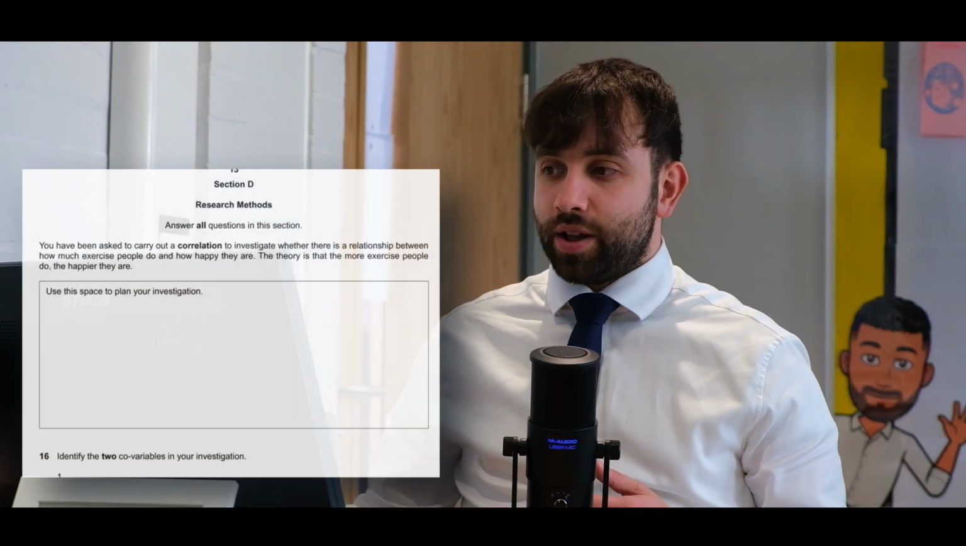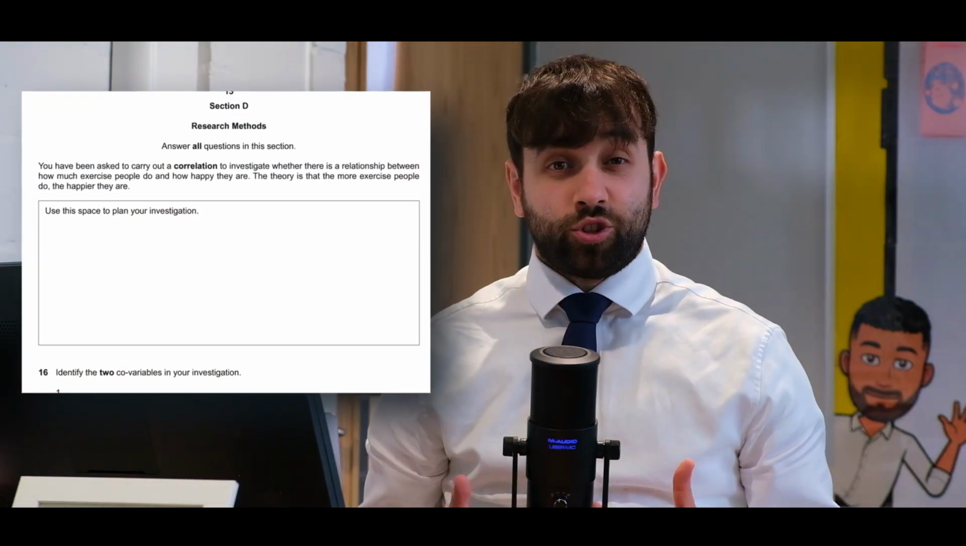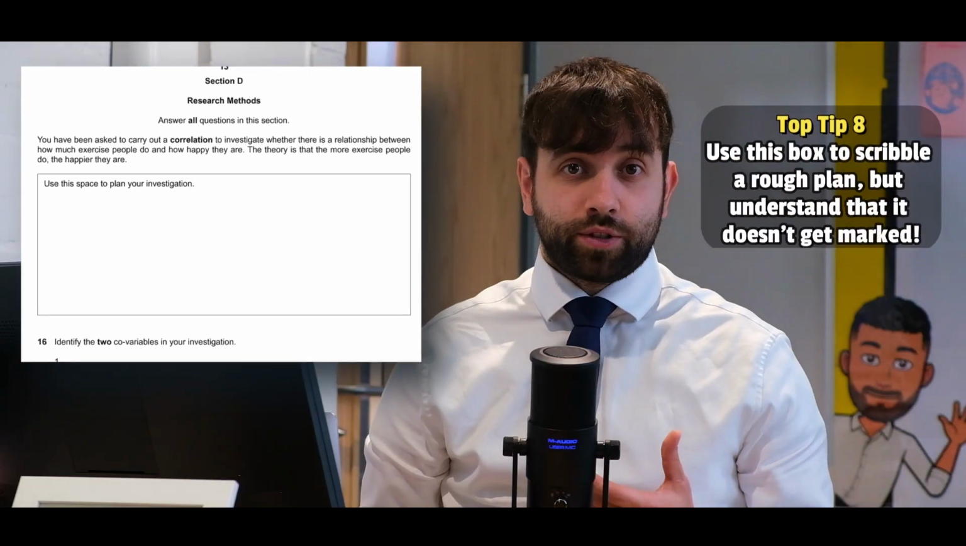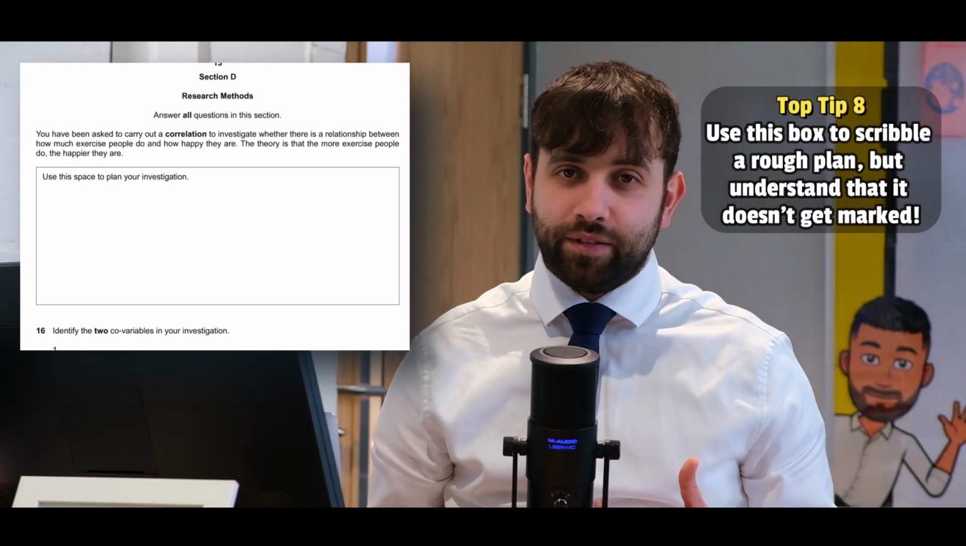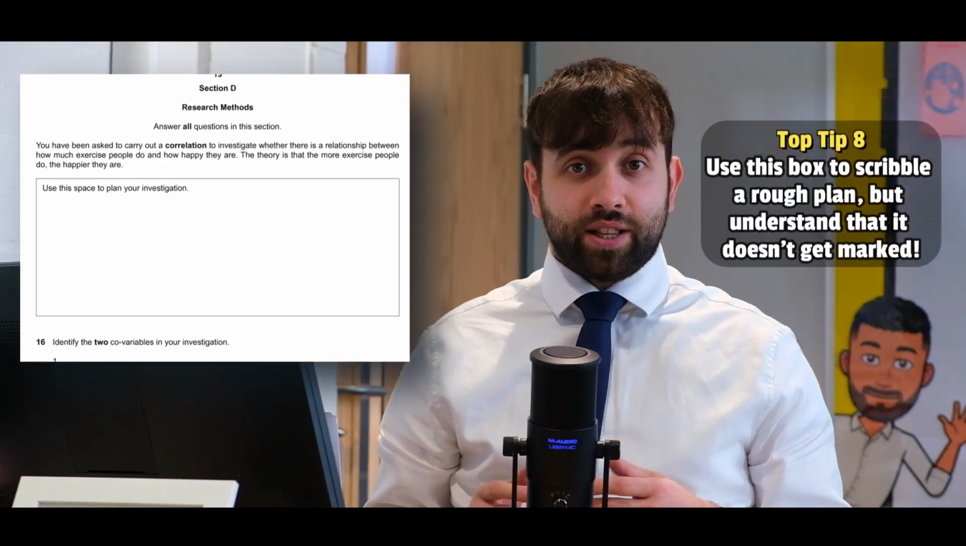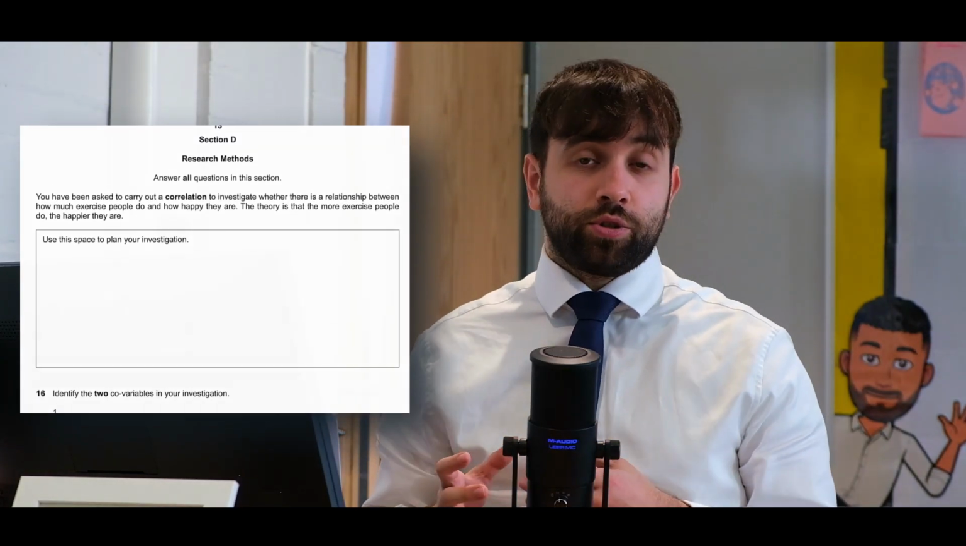So that's kind of why they give you this little planning space up here. Just a bit of advice, you actually won't get any marks for this planning box on this first page at all. In fact, most examiners probably won't even glance at it. So use that to scribble down your ideas and get some stuff on paper, but don't use it to try and get any extra marks.